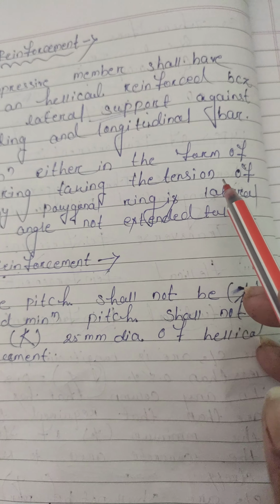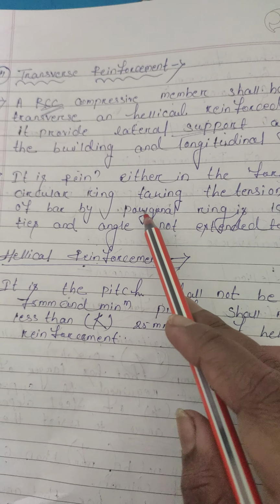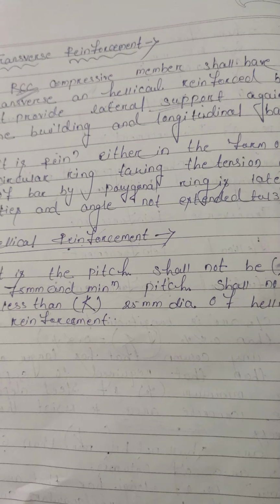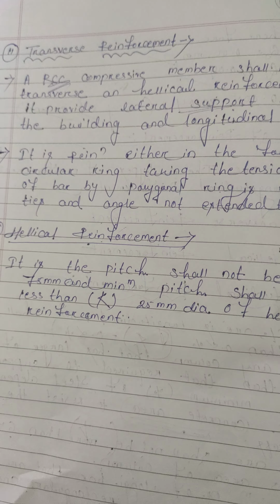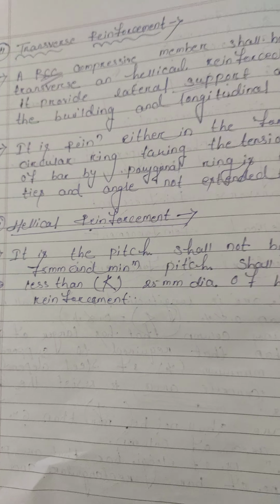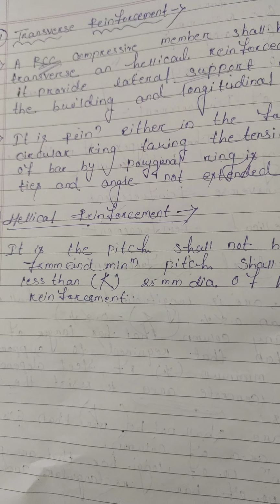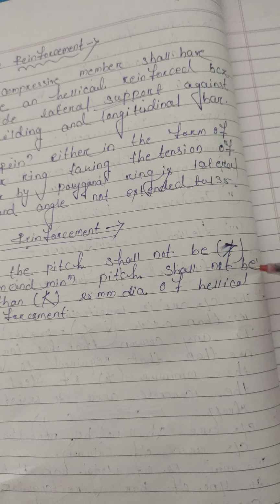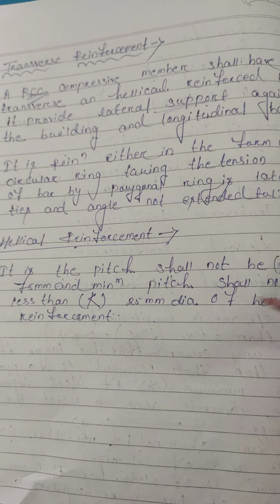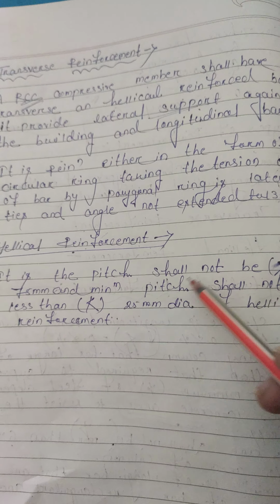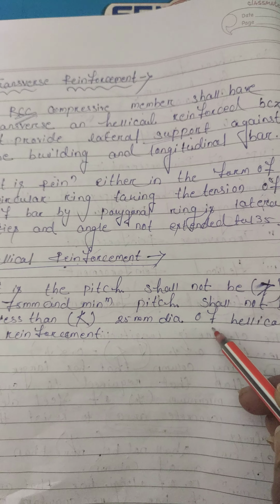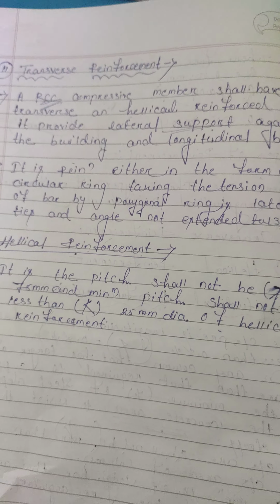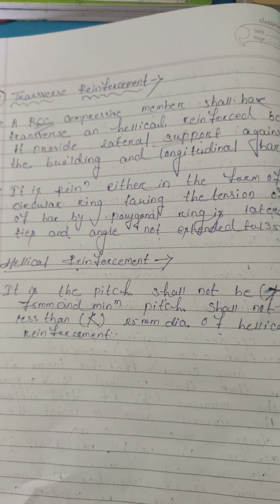It is reinforced either in the form of a circular ring, taking the tension of the bar, or a polygonal ring, and this is known as the transverse reinforcement. Another one is helical reinforcement. In helical reinforcement, the pitch shall not be greater than 75 mm, and the minimum pitch shall not be less than 25 mm diameter. This is known as helical reinforcement.